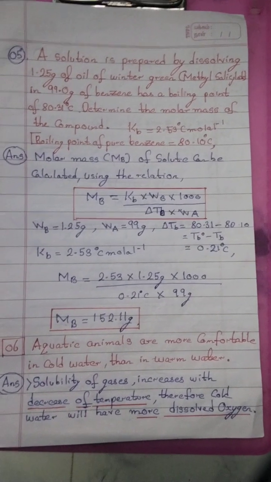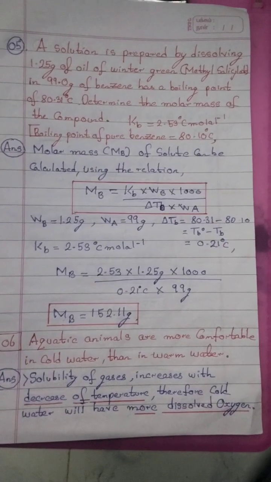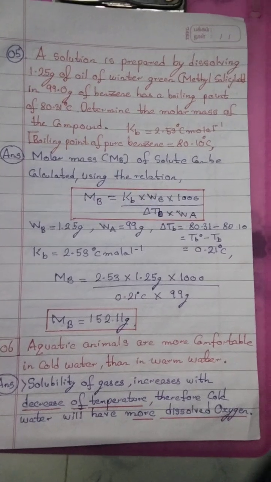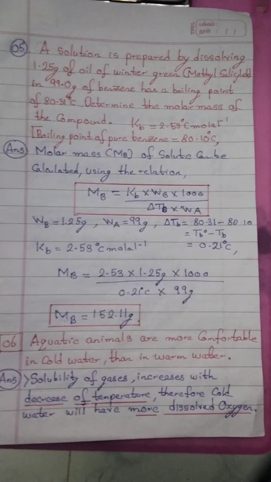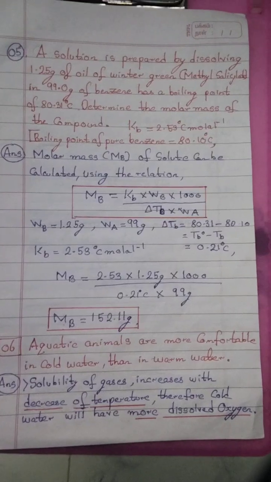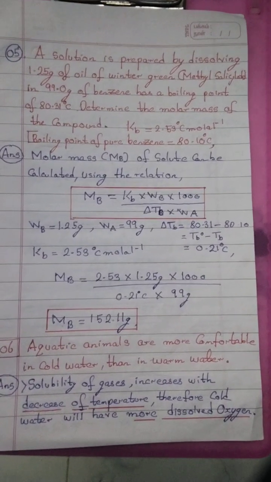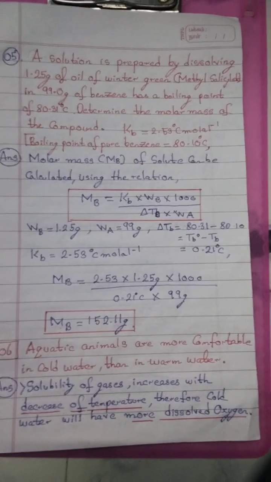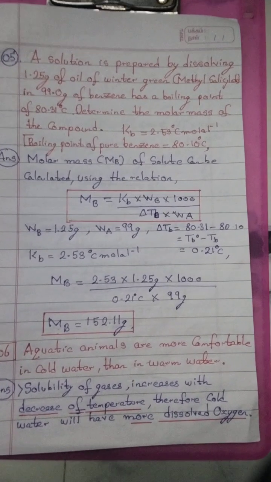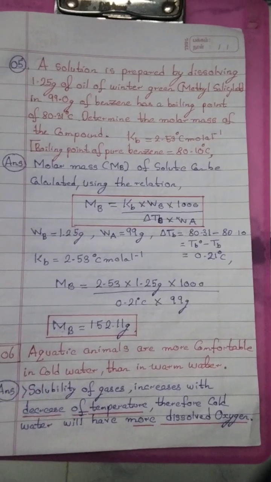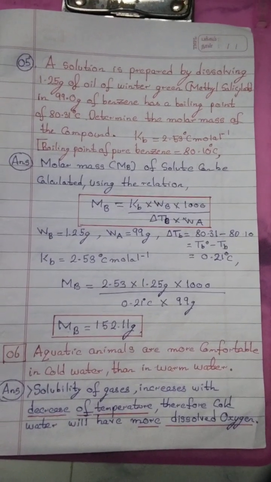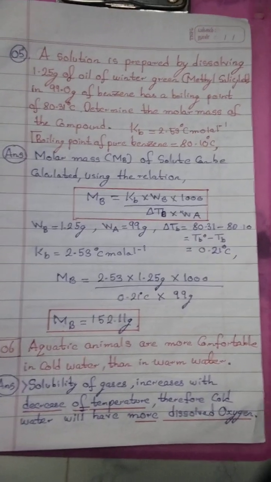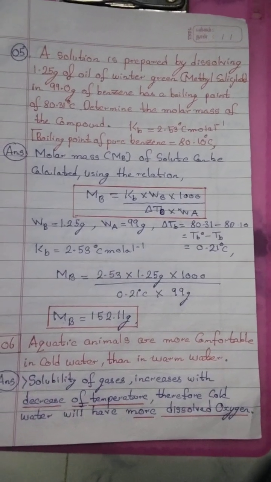Now, moving to the next question: a solution is prepared by dissolving 1.25 gram of oil of wintergreen, that is methyl salicylate, in 99 gram of benzene, which has a boiling point of 80.31 degrees Celsius. Determine the molar mass of the compound given Kb equal to 2.53 degrees Celsius molar inverse. The boiling point of pure benzene, that is the solvent, is 80.10.